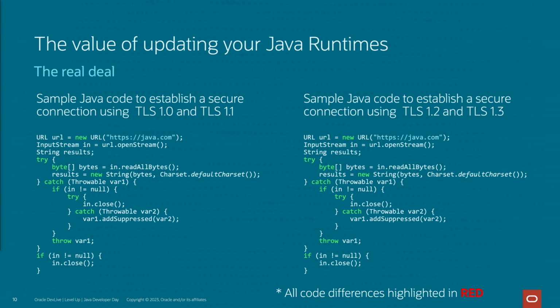Your program, written in 2014, before there was a TLS 1.3, is now running with modern encryption and can continue to work even though you didn't change one line of code. Right? You didn't even have to recompile it. All you had to do was update the Java runtime. So this is one of the largest benefits of updating the Java runtimes.